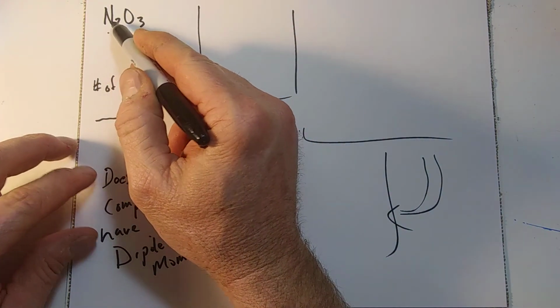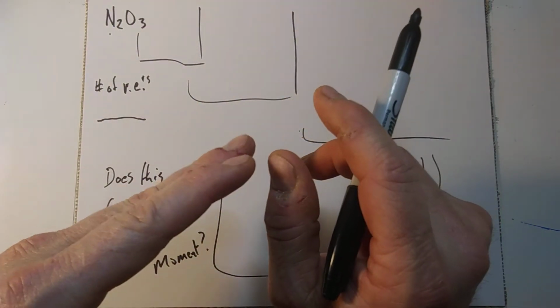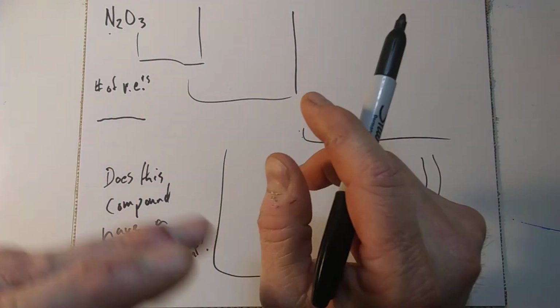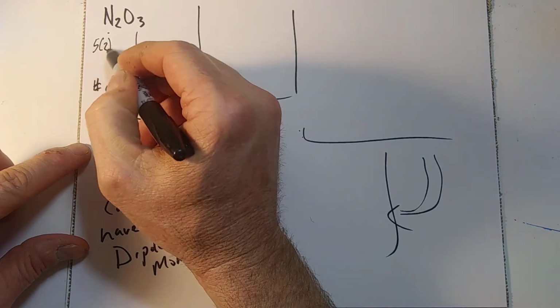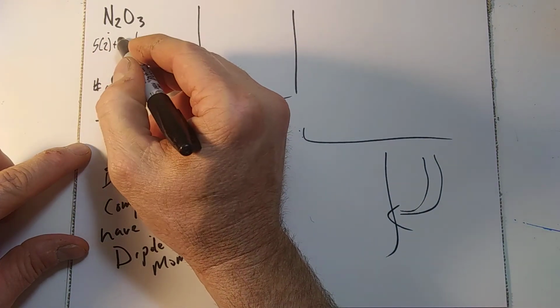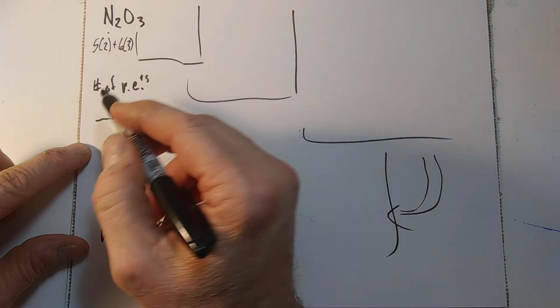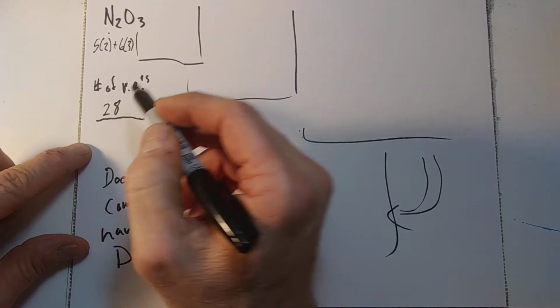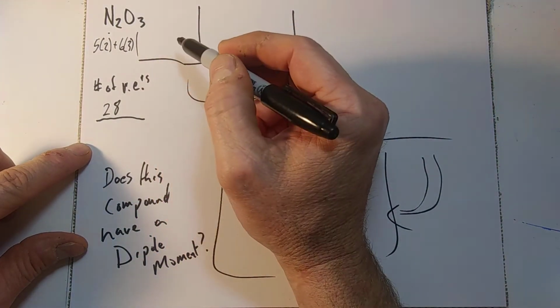Nitrogen has 5 valence electrons, again because it's 5 steps over, counting lithium and moving to the right. Well, we have 2 of them, so we'll say 5 times 2 plus 6 for oxygen times 3. So what does that give us? 28 valence electrons for N2O3.